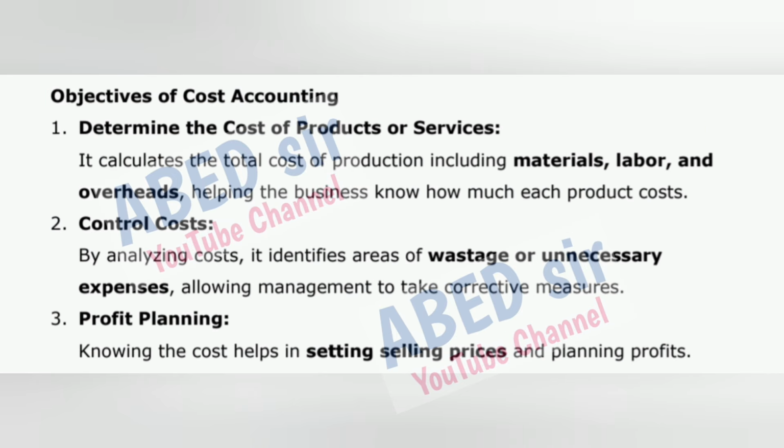Objectives of cost accounting. 1. Determine the cost of products or services. It calculates the total cost of production including materials, labor, and overheads, helping the business know how much each product costs. 2. Control costs. By analyzing costs, it identifies areas of wastage or unnecessary expenses, allowing management to take corrective measures. 3. Profit planning. Knowing the cost helps in setting selling prices and planning profits.